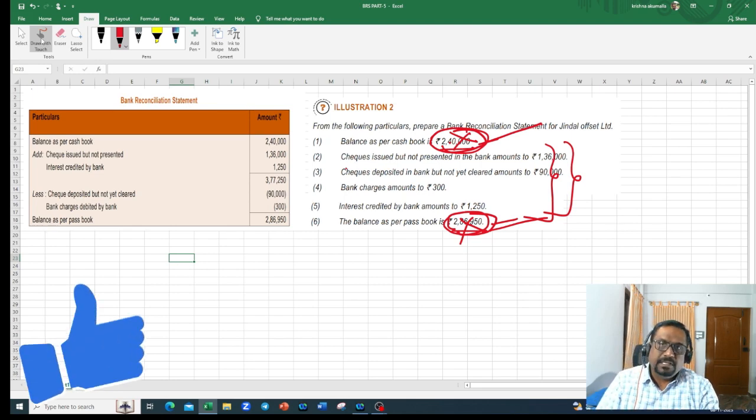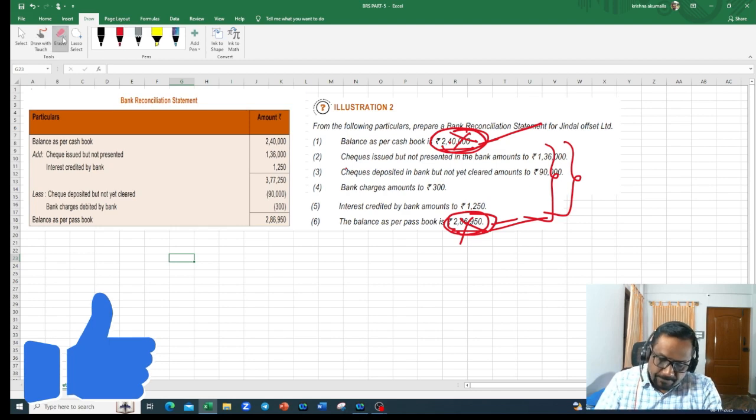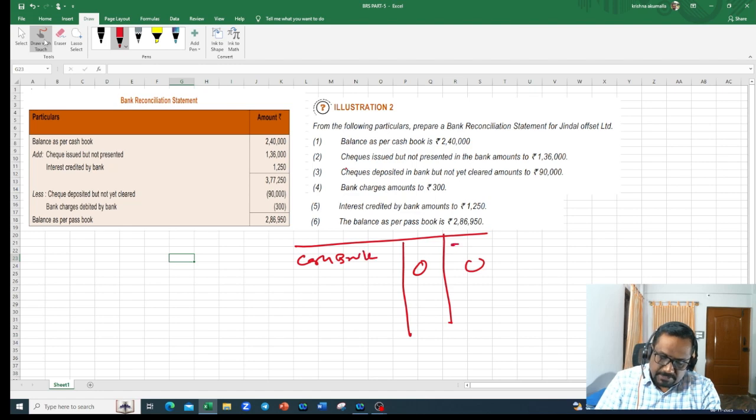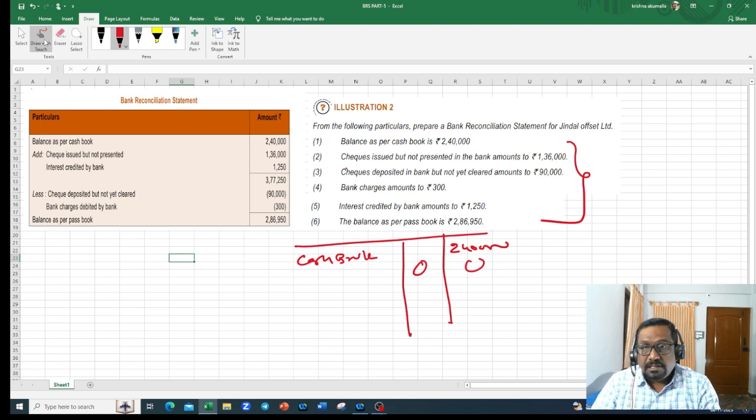This is one. The next rule is, while preparing the bank reconciliation statement, the reconciliation statement will be prepared like this. This is the inner column, this is the outer column. So the cash book balance we will put here and we will say 2,40,000. So these are the differences we identified, correct? How these differences are resulting in this cash book balance is something we need to look into.